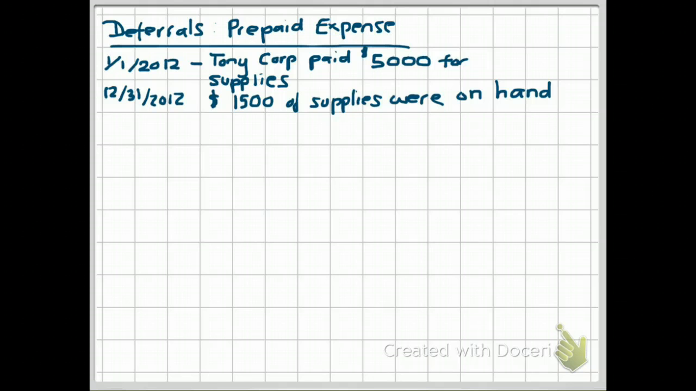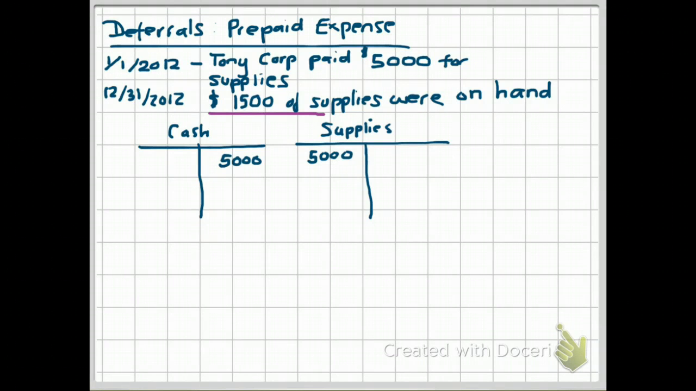Now first, let's take a look at the transactions. There are two of them here, but the second one is not that obvious. The first one's a transaction that took place on the 1st of January 2012. Tony Corp paid $5,000 for supplies. By now, you all know your debit and credit rules, so you know that the two accounts affected by this transaction are cash and supplies, and that supplies increases, cash decreases, so you're going to credit cash and debit supplies.